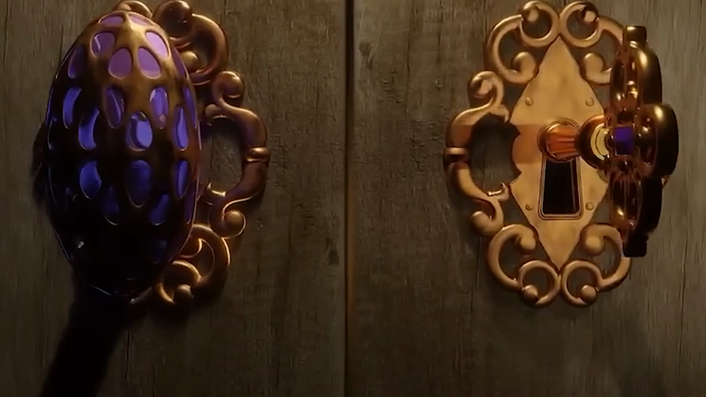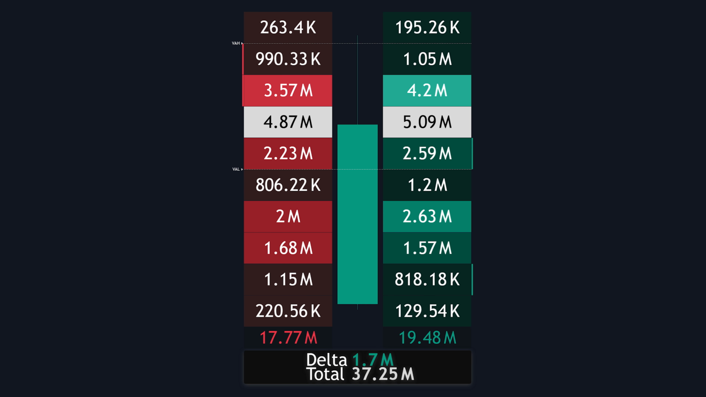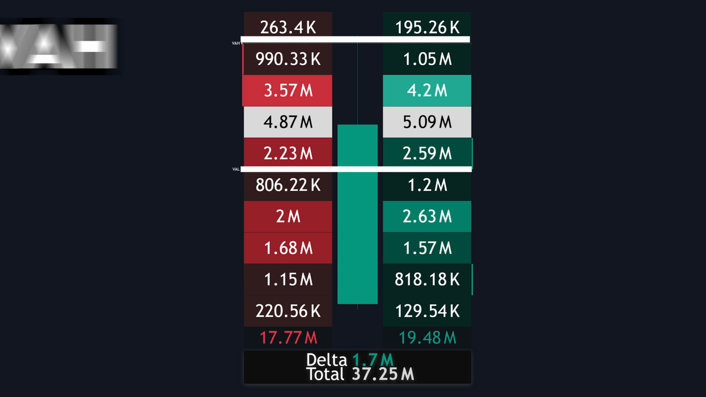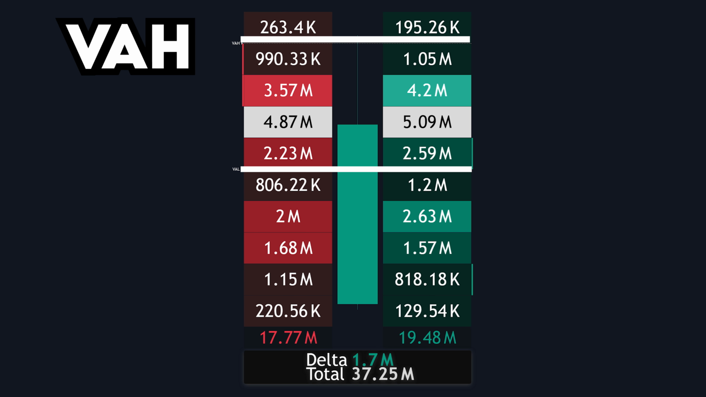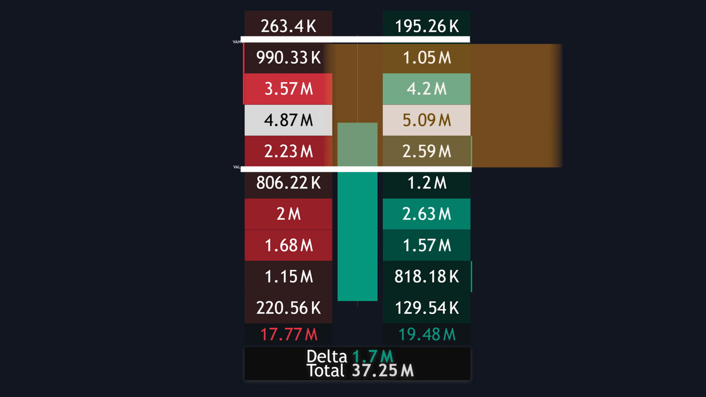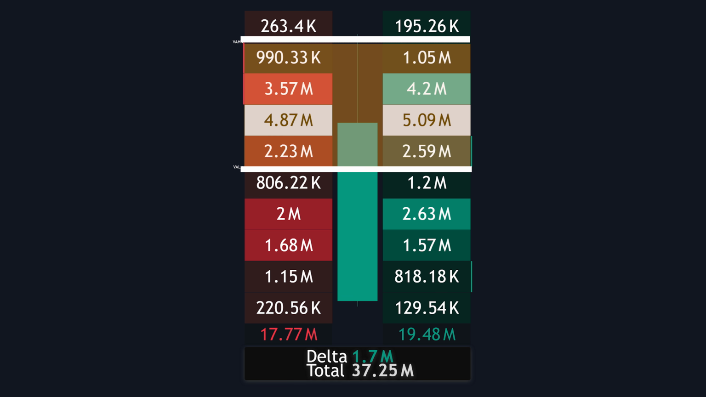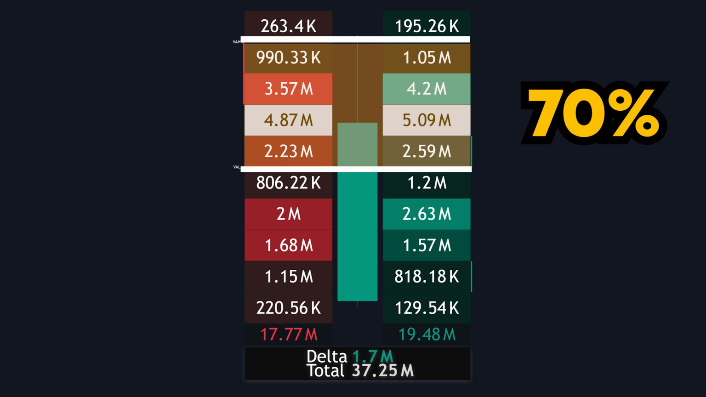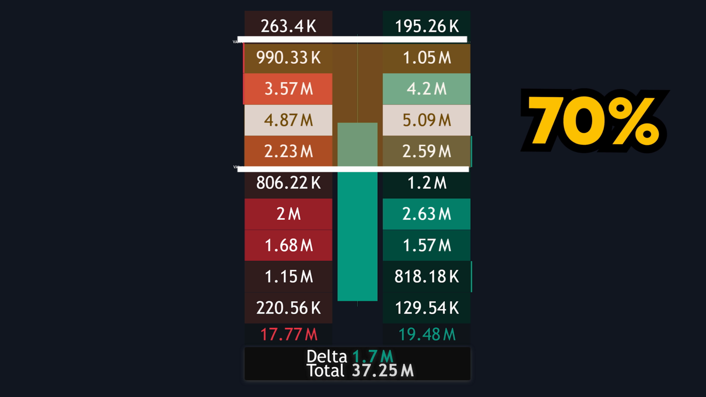Another key feature of the footprint is the value area, and can be identified by these two white lines, the VAH, value area high, and the VAL, value area low. By default, the value area is where 70% of the volume occurred. So this zone here is where 70% of the volume from this specific candle occurred.